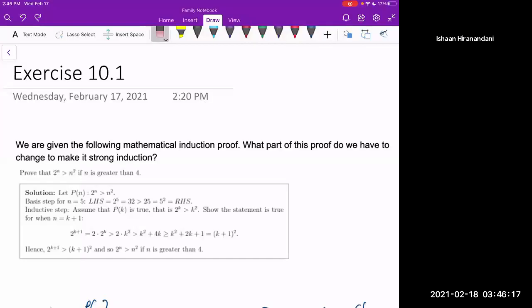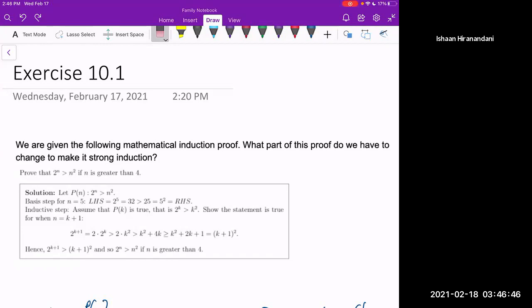Okay, and you should be able to see it now. So take a look at this mathematical induction proof, where we're showing that 2 to the power of n is greater than n squared if n is greater than 4. And I encourage you to solve it on your own or at least read through the proof and make sure you understand it because it's critical before jumping on to the difference. Okay, I am going to assume you've done that.